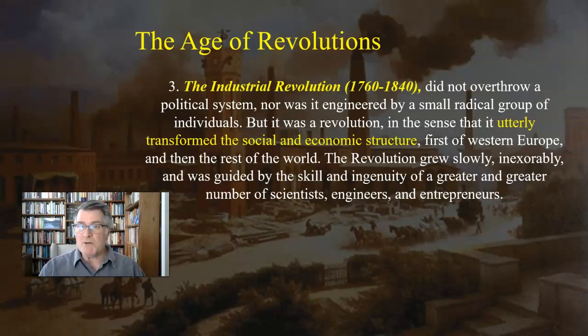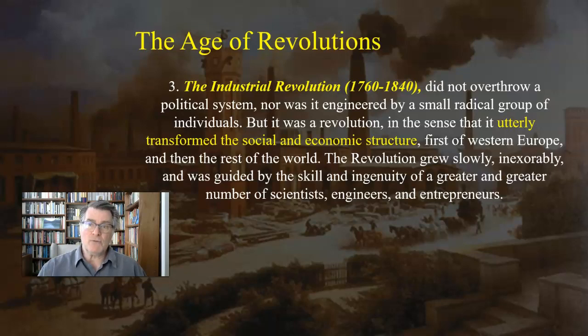So during this period of time, roughly 80 years, there were no political systems that were overthrown, but certainly what did happen is an absolutely utter transformation of social economic structures, first in Western Europe, and then, of course, unlike the revolutions, which are not easily exportable, the Industrial Revolution was very much exportable to the rest of the world.